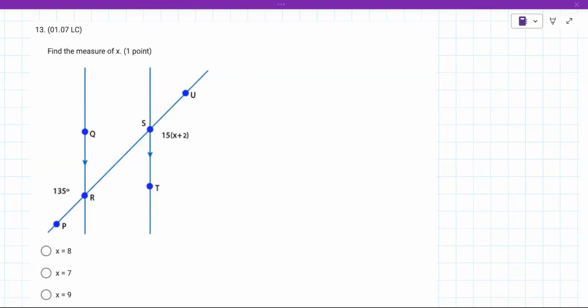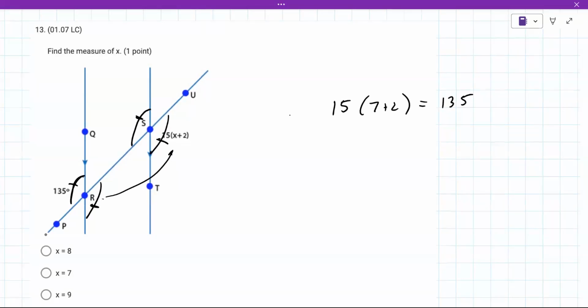All right, I got x equals 7. Okay. So the check here is that this angle is congruent to this angle by vertical angles, congruent to this angle by alternate interior angles, congruent to this angle by vertical angles, or you could go corresponding to here. So you set them equal. And then is 15 times 7 plus 2 equal to 135? And it is. All right, perfect. Very good.